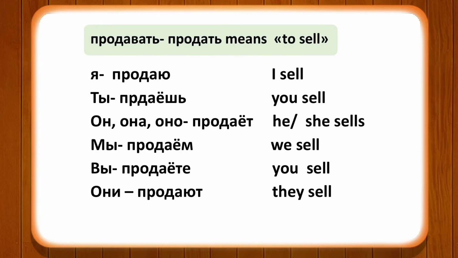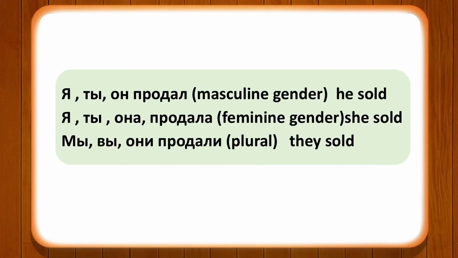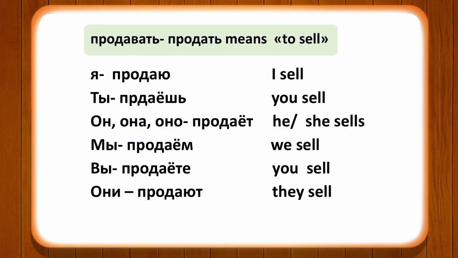Another verb which is used in this text is prodavat, and its perfective aspect is prodat. Prodavat or prodat means to sell, and it answers the questions komu and chto. Prodavat conjugates like verb davat, and prodat conjugates like dat. First we will conjugate the verb prodavat, and then we will conjugate prodat.